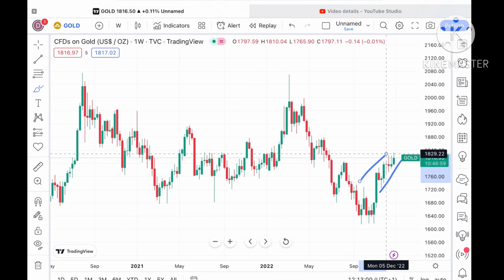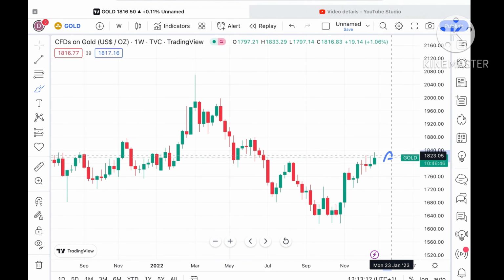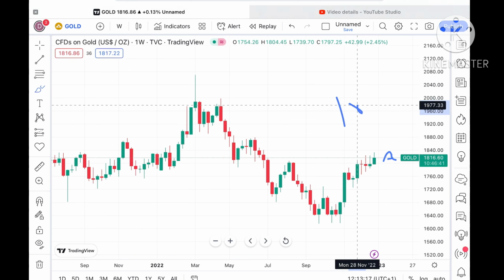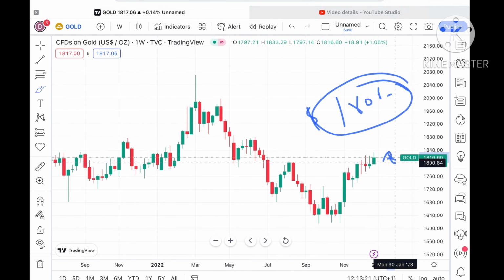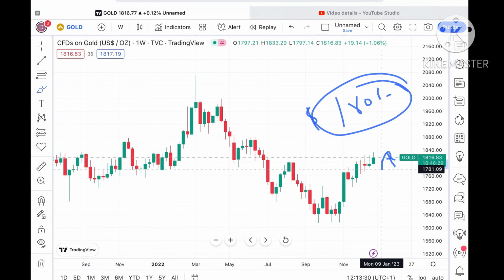see, this is the support and this is the trend line we can see. Once this trend line breaks downside, we can see the next support coming at around $1808.24. And once it falls below that level, then we can see a level of $1800.84 to a level of $1787.26.